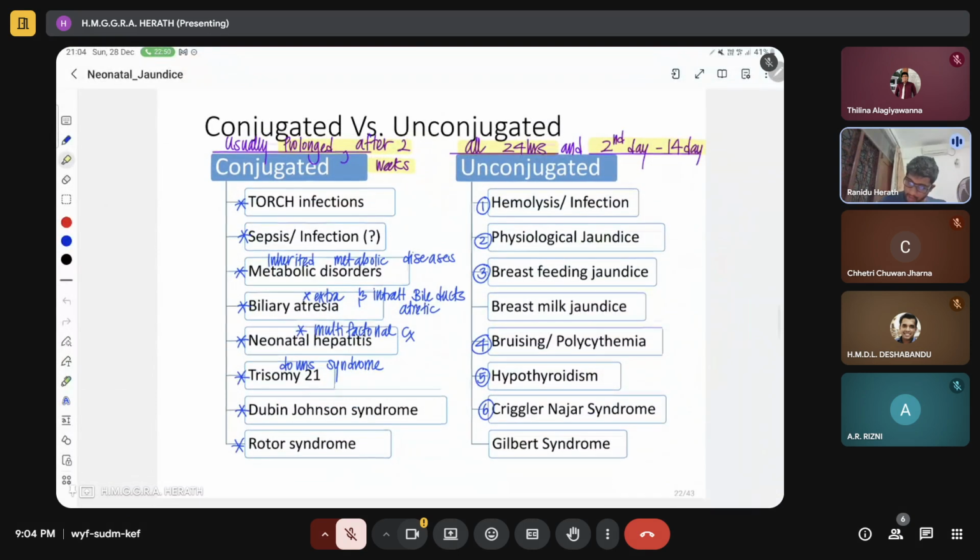So Crigler-Najjar is unconjugated bilirubinemia, hemolysis is unconjugated bilirubinemia, hypothyroidism is unconjugated bilirubinemia, Crigler-Najjar and Gilbert also unconjugated hyperbilirubinemia. Sepsis is conjugated bilirubinemia, right? Biliary atresia, neonatal hepatitis syndrome, choledochal cyst are all conjugated, right? Dubin-Johnson and Rotor are also conjugated.